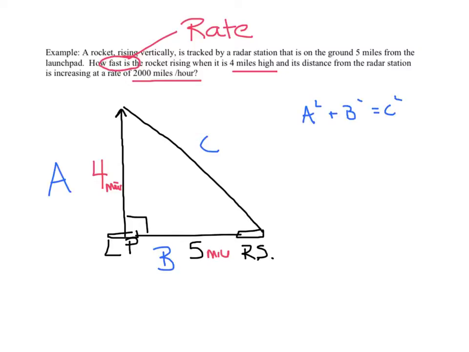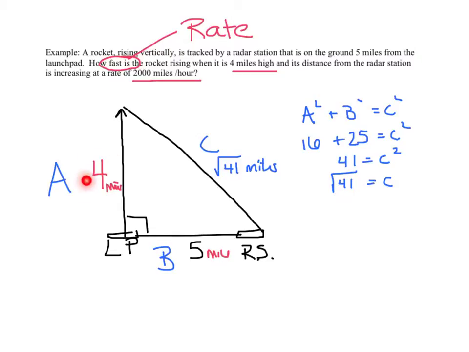My A was 4 miles, so that's 16 plus 25 equals C squared. So I've got 41 equals C squared. Therefore, it's not going to be pretty. It's just the square root of 41. And I'm going to go ahead and label that the square root of 41 miles. Okay, now again, take notice of those units. Miles, miles, miles. Now, let's get into the meat of the question here.